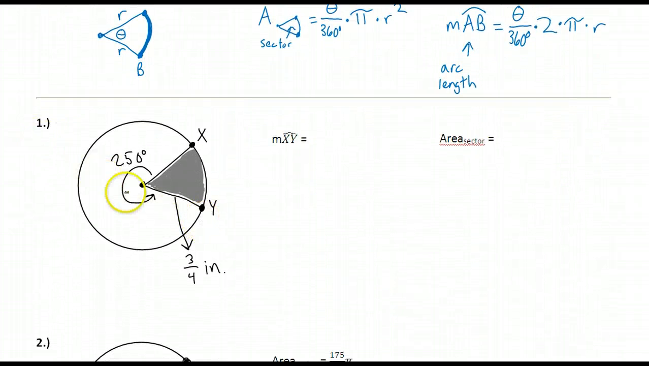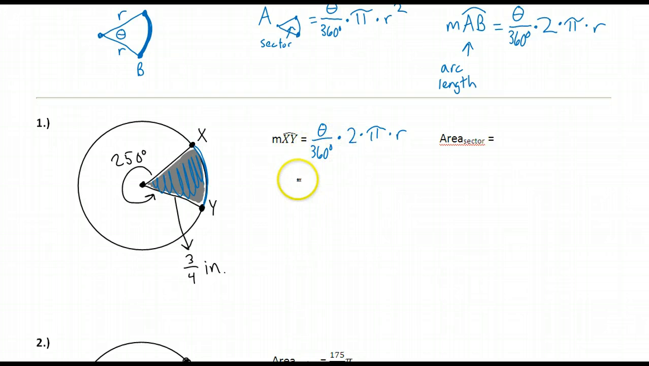In example number 1, I want to find the measurement of arc XY and the area of this sector. Let's start with finding this arc length. I'm going to start with the formula for the measure of an arc length. Theta out of 360 degrees times 2 times pi times r.